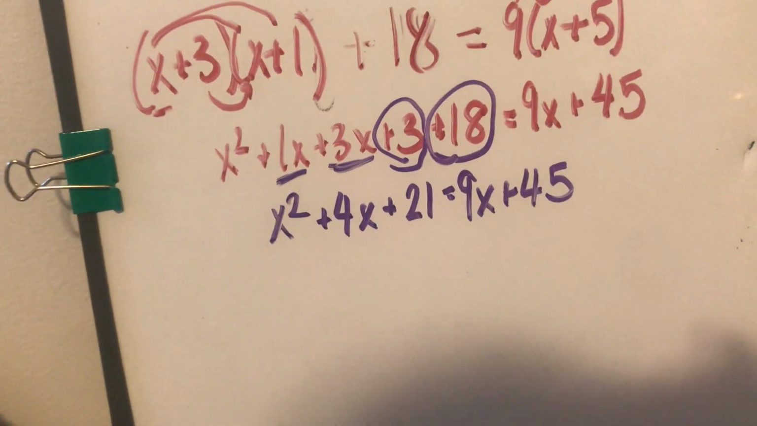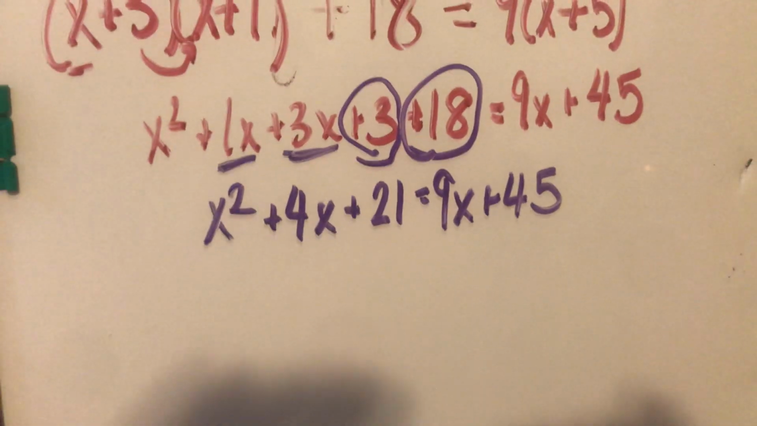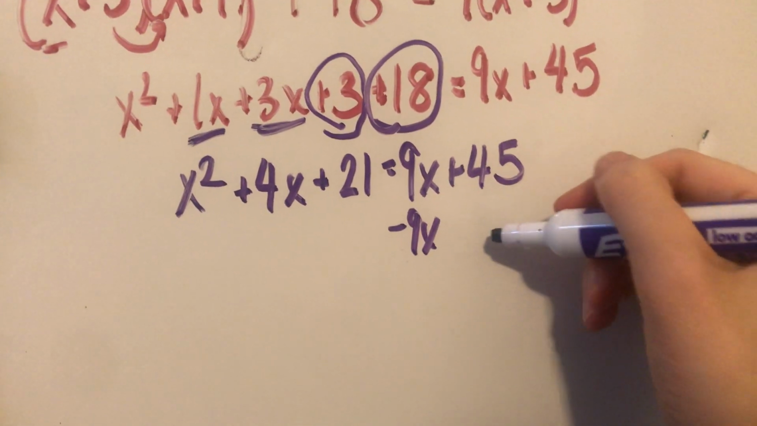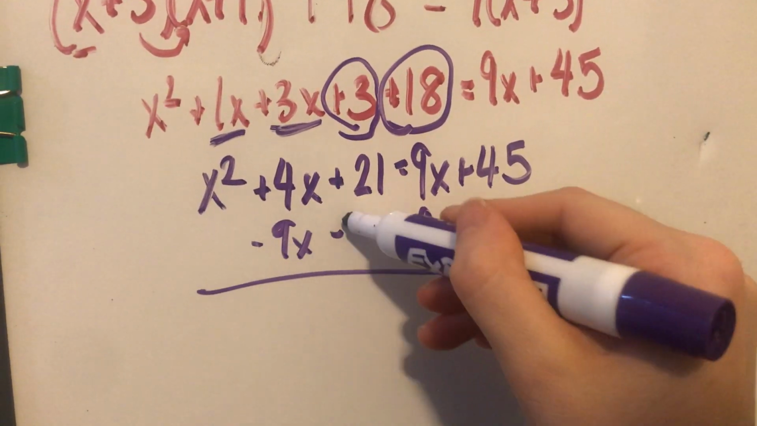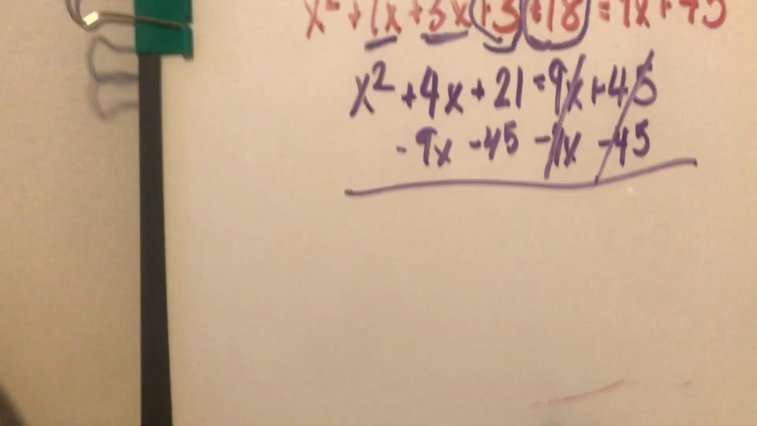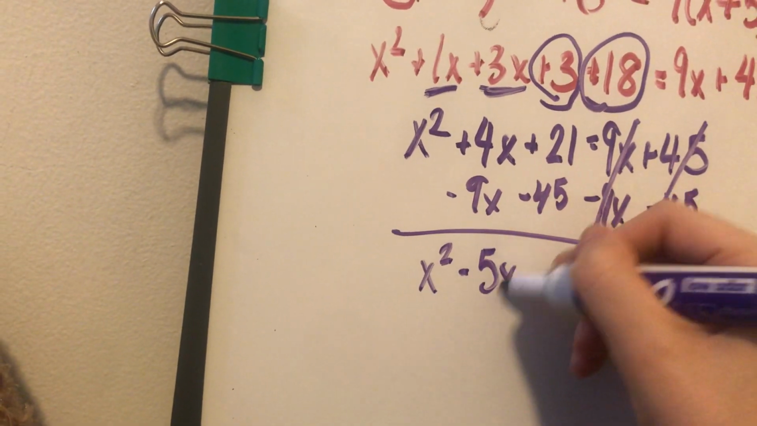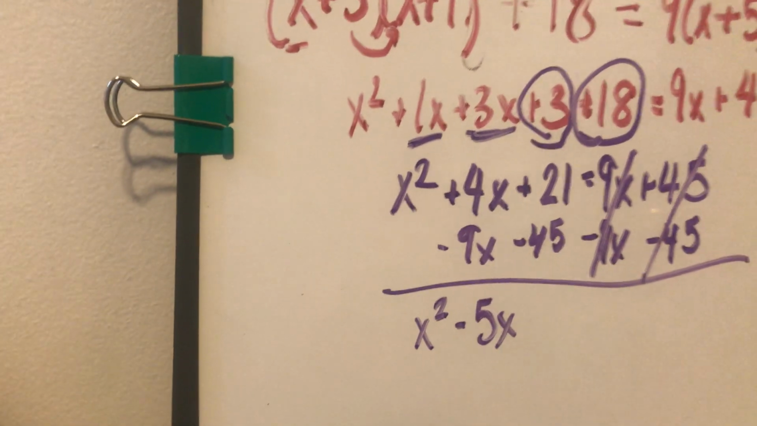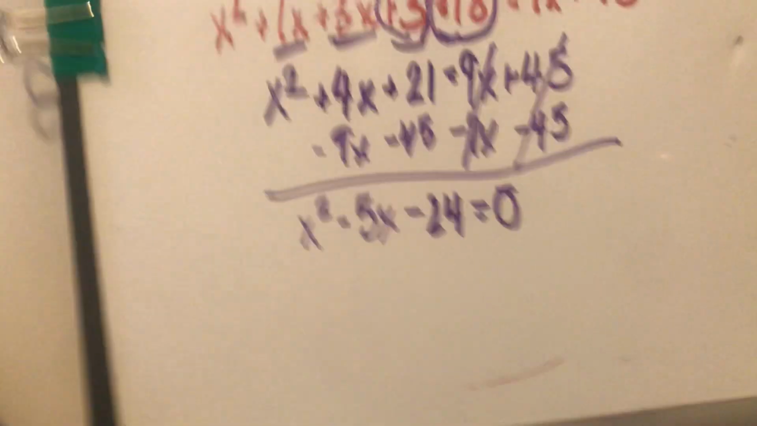All right, my next step here is, let's bring my like terms together. The only way you can bring those like terms together is by performing that inverse operation. So I absolutely need to subtract this 9x and this 45 from both sides in order to isolate that variable. So I'm going to have x squared minus 5x, and then you are going to do negative 45 plus 21, which is going to give you a negative 24 equals 0.